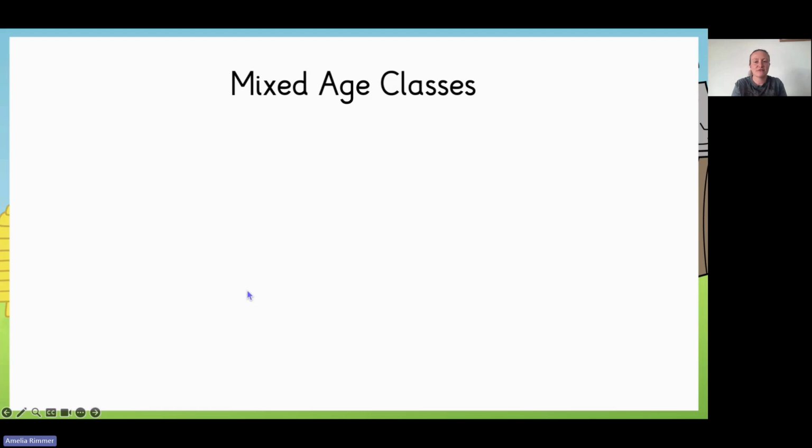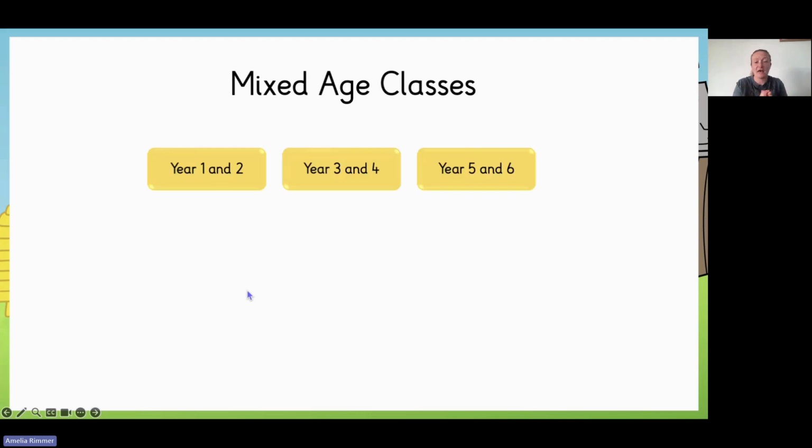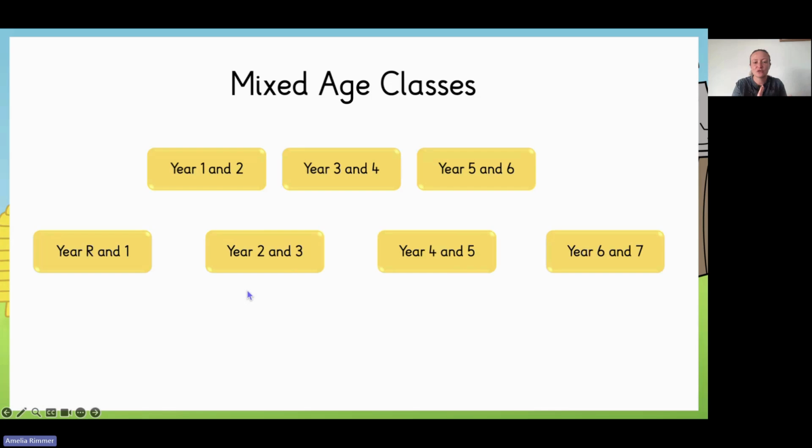Now, we do get lots of different types of mixed age classes. A lot of them are just general, those in those phases like we've just talked about. So year 1 and 2 together, year 3 and 4 together, and year 5 and 6 together. And that is one way of having the mixed ages, but it's not the only way, and it depends on where you are and what your school makeup is as to what kind of mix that you get. I have seen some that cross phases, like reception in year 1, year 2 and year 3, year 4 and year 5, and also year 6 and year 7 mixed in some middle schools. So you've got lots of different things going on in there.